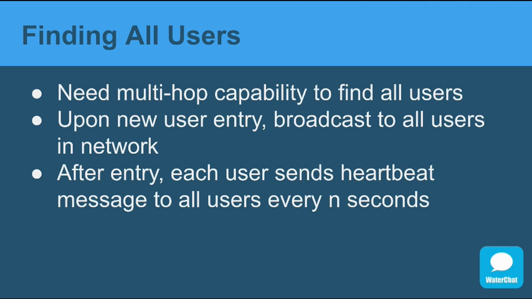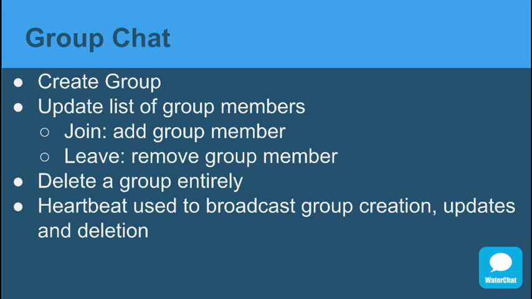Apple multi-peer connectivity framework is limited by Bluetooth range, so to find all users in a network, we implemented multi-hop communication for peers that aren't directly connected. When a new peer joins the network, their presence is broadcast to all users in that network. The peers also make this announcement every n seconds to guarantee liveliness and announce their own presence to any newly joined peers.